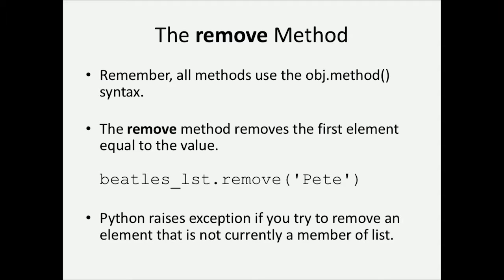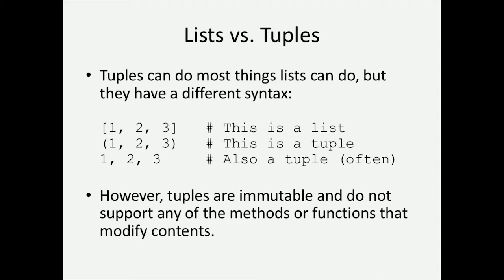So we give it the name of the list. We say dot remove. It will remove the named element. So if Pete is in the list, and we say dot remove Pete, it will remove Pete if he's there. However, if you try to remove something that's not there already, you will get an error. So check to see if something is in the list before you actually remove it.